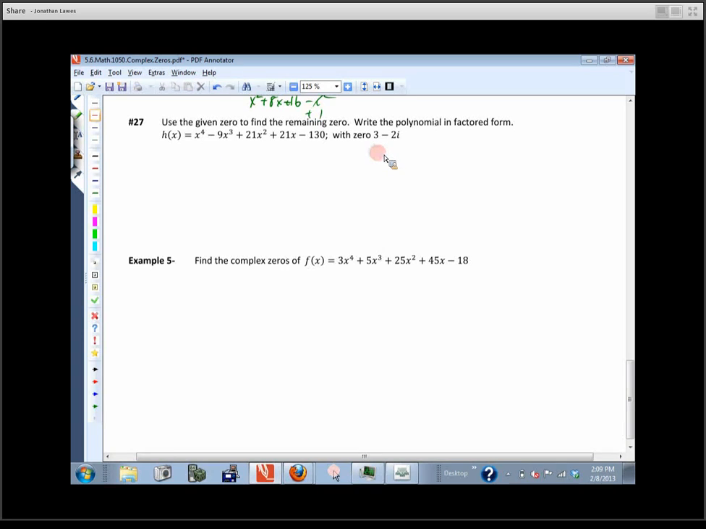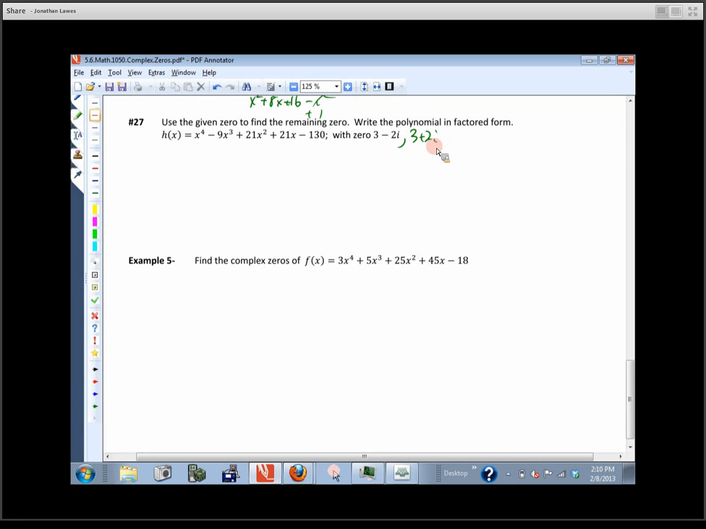How many zeros? Hold on. You're getting ahead of me, Zach. How many zeros did they give us? Oh, all of you are getting ahead of me. This is irritating. How many did they write down on the paper? 1. But how many did they really give us? They gave us 2. If they gave us this one, then we know we've got a conjugate. So we actually know that we've got 2 of these.